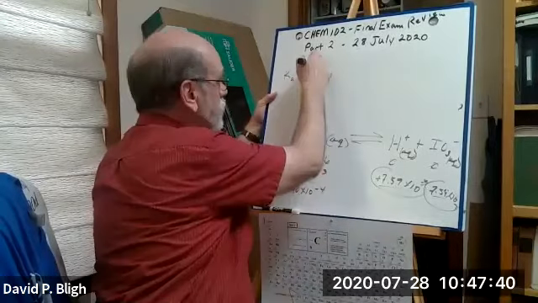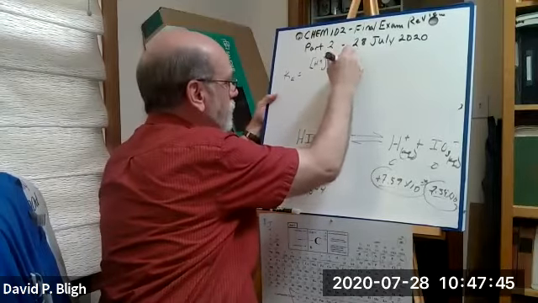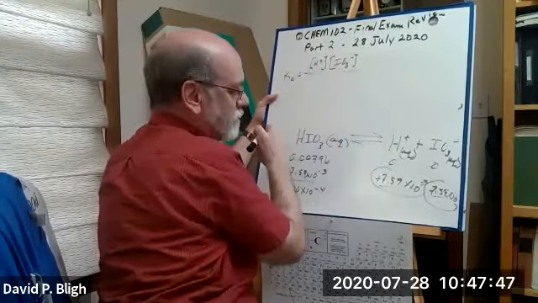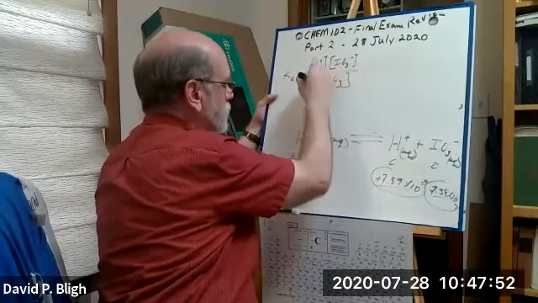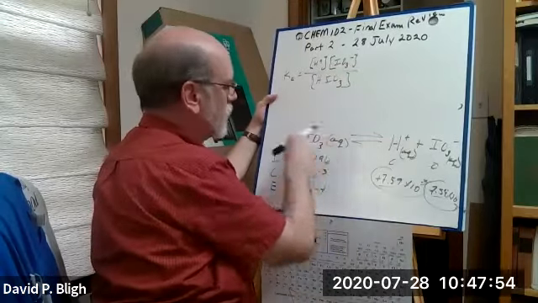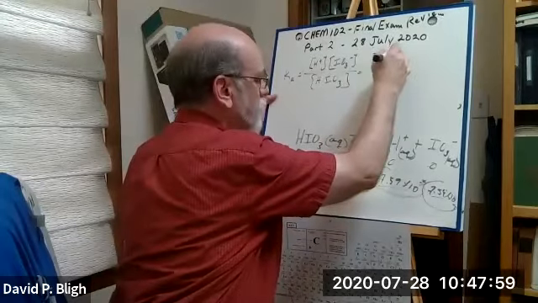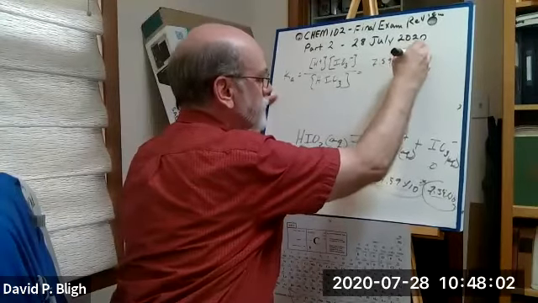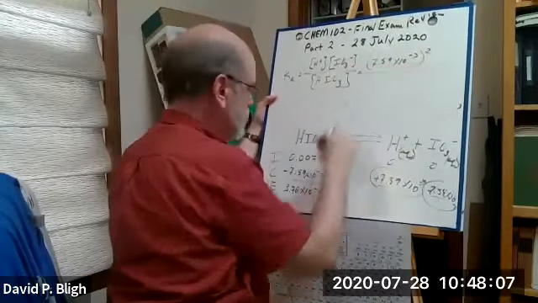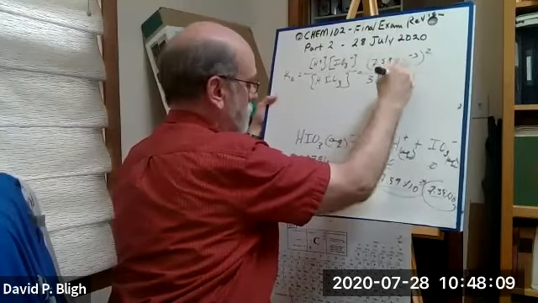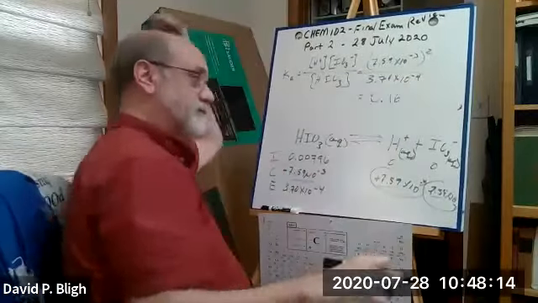Ka equals this one times that one, and this one, and they're all coefficients of 1. So we just plug in the values. 7.59 times 10 to the minus 3 twice, right? Squared. And then divided by this one. And that should come out to 0.16.